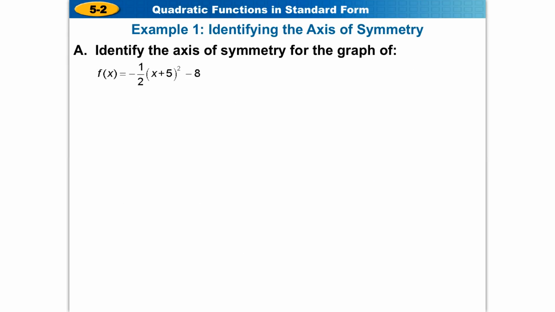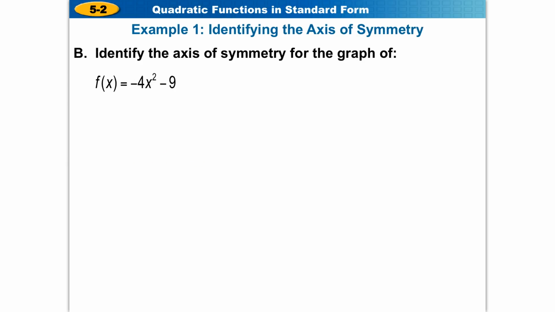Example 1, identify the axis of symmetry. This equation is in vertex form, so the axis of symmetry is going to be the opposite of whatever's in the parentheses with x. So in this case, the axis of symmetry is -5. In this one, there is nothing in parentheses with x, so this is kind of like +0, even though we wouldn't write the +0. So the axis of symmetry on this problem is, because there's nothing there, 0.